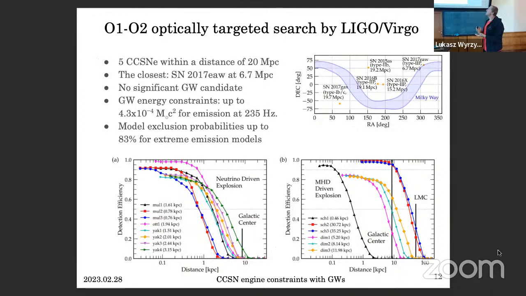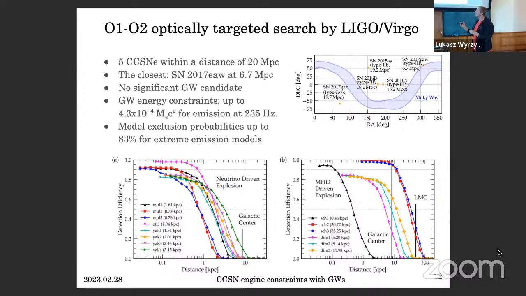So before we jump to O3, a short introduction with the O1 O2 search. In O1 and O2, we had five core collapse supernovae up to a distance of 20 megaparsecs. The closest one was at 7 megaparsecs. We haven't found any gravitational wave at the time. We were able to constrain the gravitational wave emission up to around 10 to minus 4 of a solar mass at 200 Hertz, so at lower frequency.